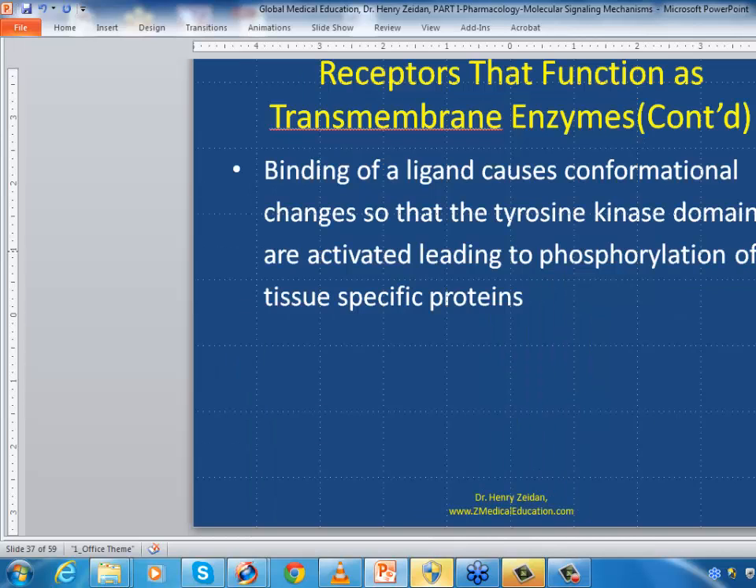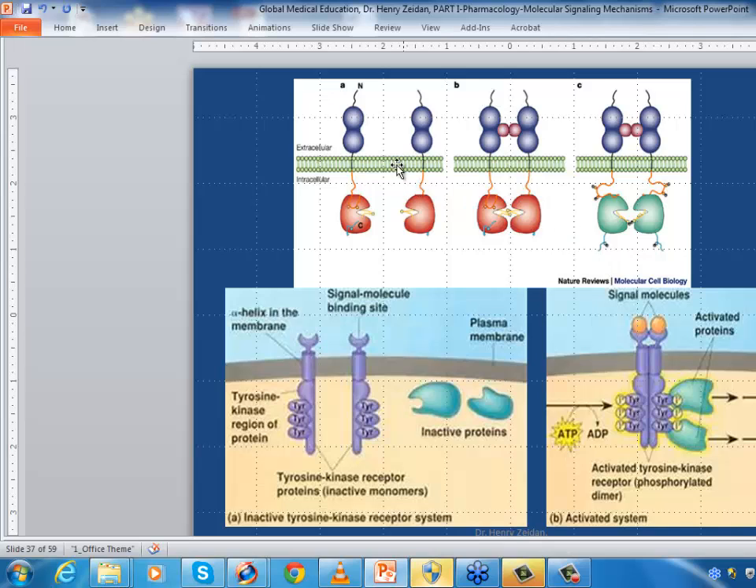Let's shift gears here and enjoy receptors that function as transmembrane enzymes. And the best example for that is tyrosine kinase, essentially. Tyrosine kinase actually forms a channel across the membrane, and it has 4 polypeptides, 2 alpha and 2 beta, and they link together in this fashion.